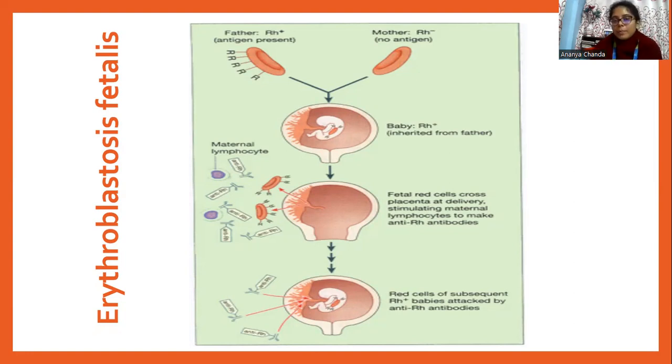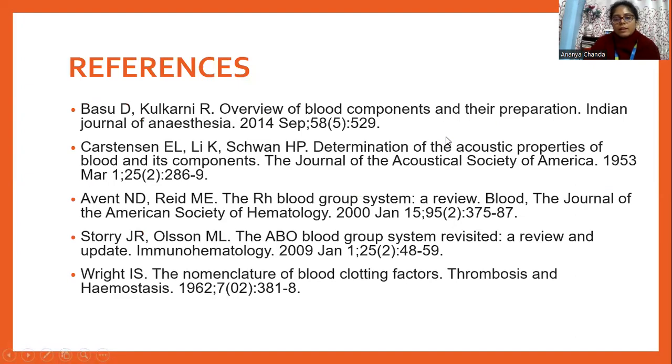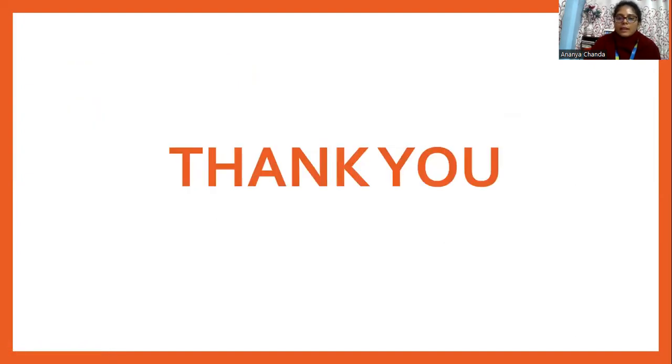So this can be prevented by administering a medicine called RhoGAM. This RhoGAM can prevent the formation of the lymphocytes that would develop the antibody against the Rh positive antigen inside the baby. So this is erythroblastosis fetalis. These are the references, and thank you for listening.